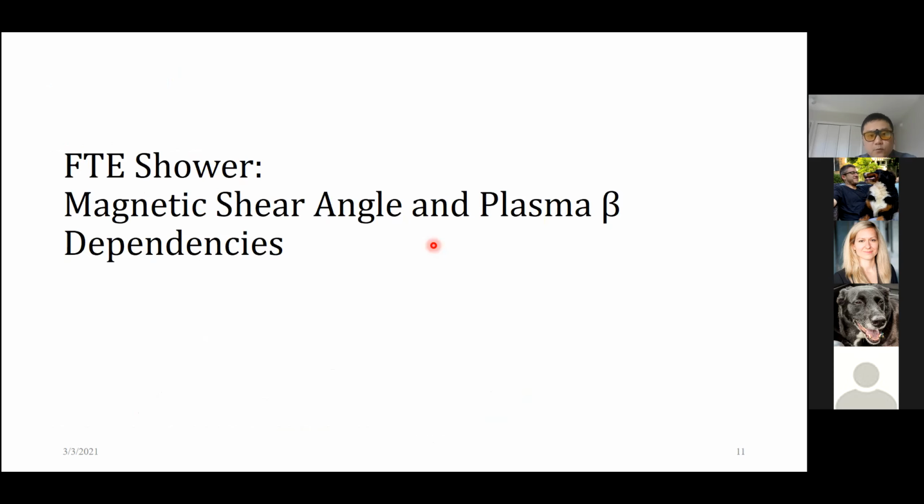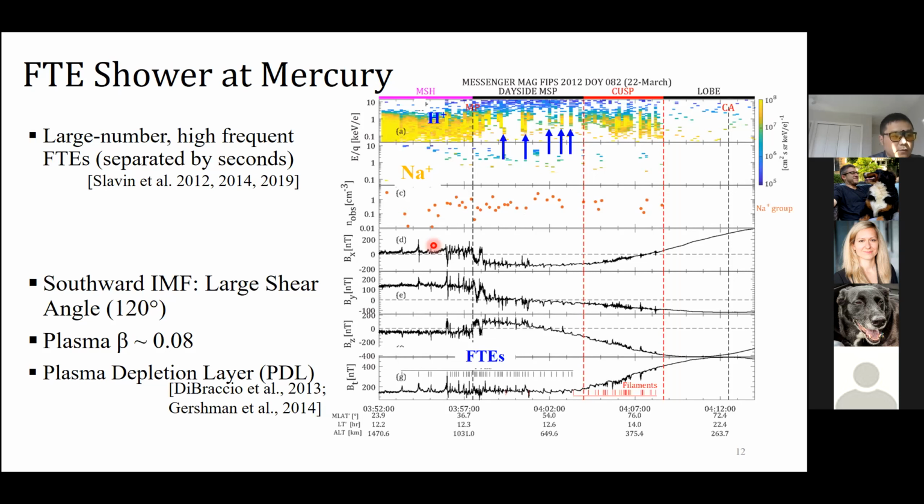Okay, so let's move to the results that we have here. The first subject that we want to discuss is the FTE shower, which I will introduce later, and its dependencies on the magnetic shear angle and the magnetosheath's plasma beta. Here we show a day-side magnetosphere crossing made by MESSENGER in 2012. This figure covers a duration of around 20 minutes, from the beginning to the end.